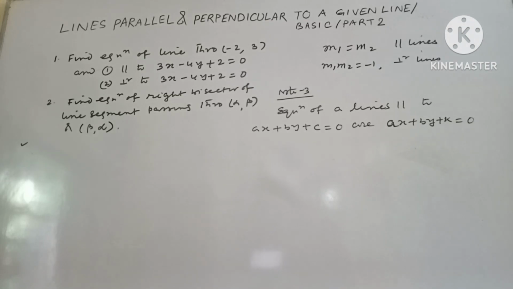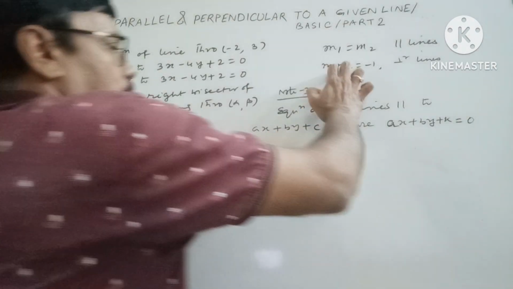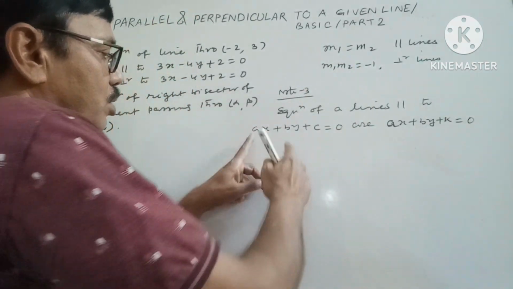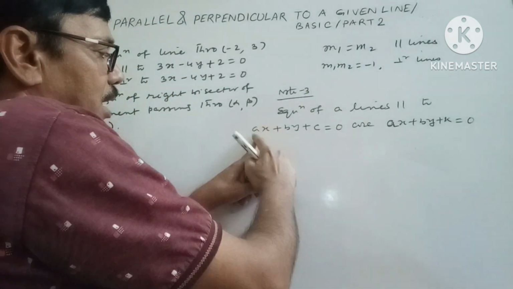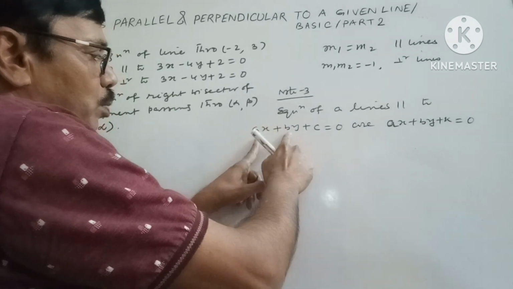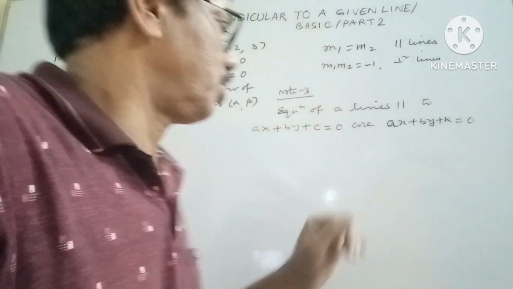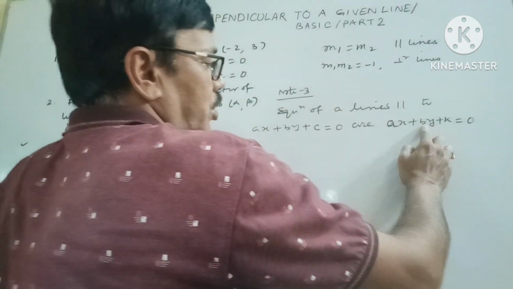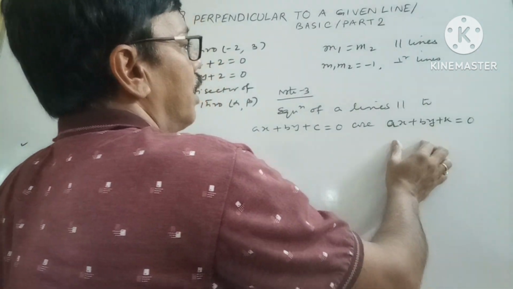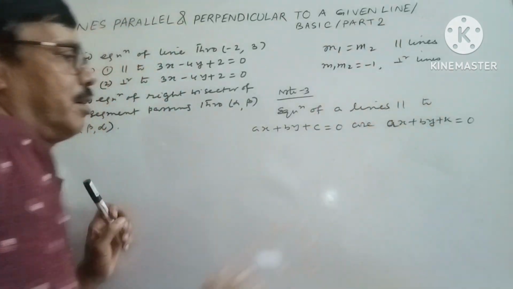Now, why are they parallel? What is the slope of this line? Minus a by b, coefficient of x by coefficient of y, when a and b are on opposite sides. Here also the slope is minus a by b. Therefore, the lines are parallel.